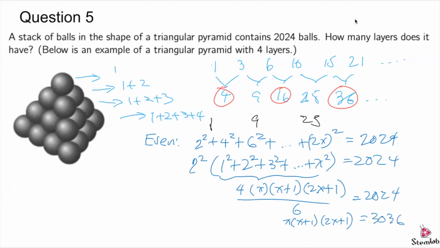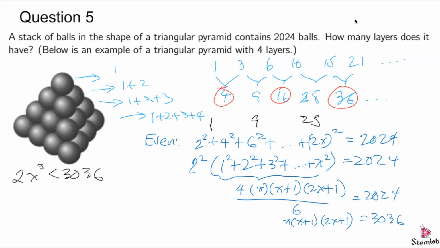Manipulating this a bit, we get x times x plus 1 times 2x plus 1 is equal to 3036. Okay, so just taking the largest terms, and I'll sort of scribble here on the side, we know that 2x cubed, the highest order term for x, should be less than 3036, but close to it. Okay, so we know that x is in the teens. X also can't be 10, because if it was 10, then this product, x times x plus 1 times 2x plus 1, will end in a 0.